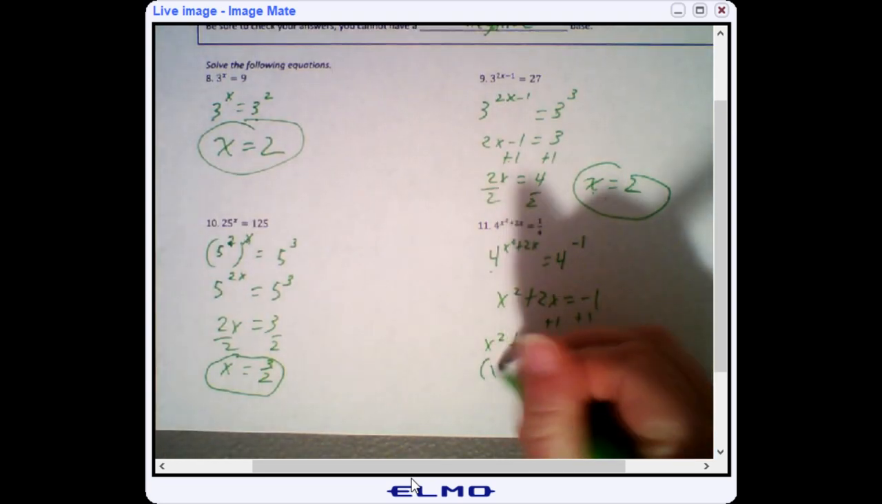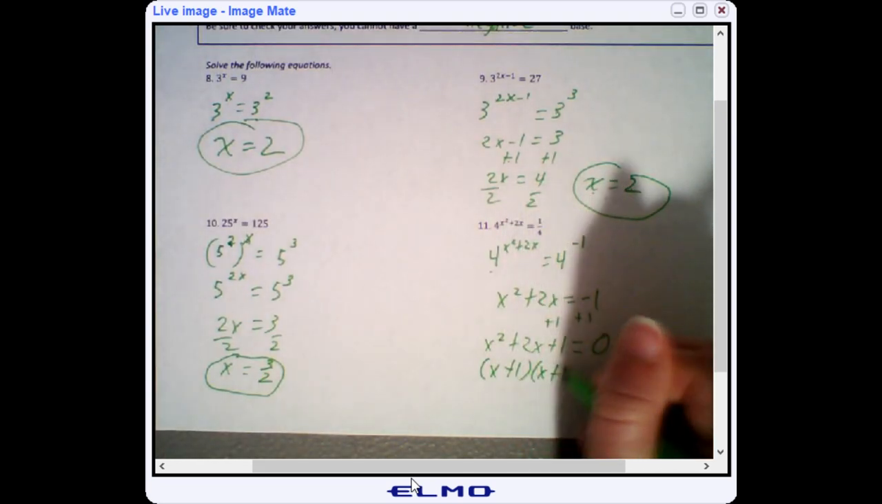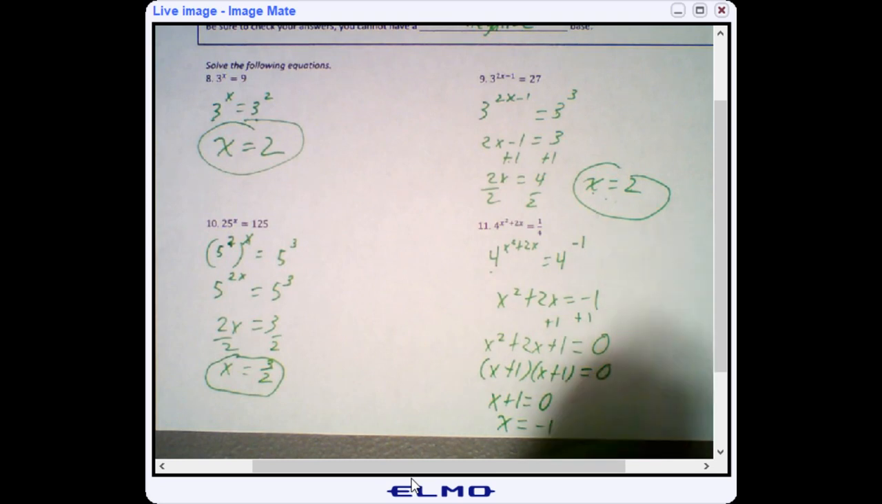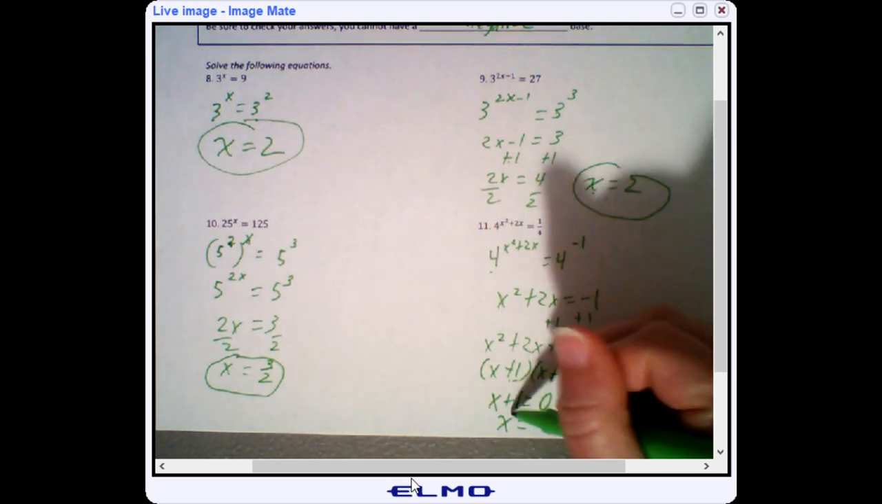So I know it's going to be x plus 1, x plus 1. So I'm going to say x plus 1 equals 0, so x is negative 1. They're exactly the same, so I don't necessarily have to write them twice. Just going to check it real quick. It does check out, so we are good.